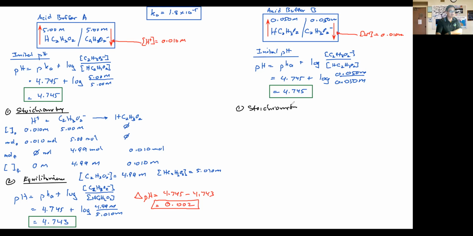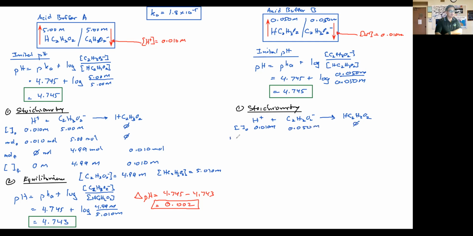Stoichiometry first. The process is going to be exactly the same, so I'm going to go through this fairly quickly. I know it's going to be somewhat tedious, but I want to go through this slowly enough so that everyone can follow what's going on here. This time, the initial concentration of acid will still be the same. This can be 0.010 molar. This time, though, the acetate is 0.050 molar. And we have no acetic acid here.